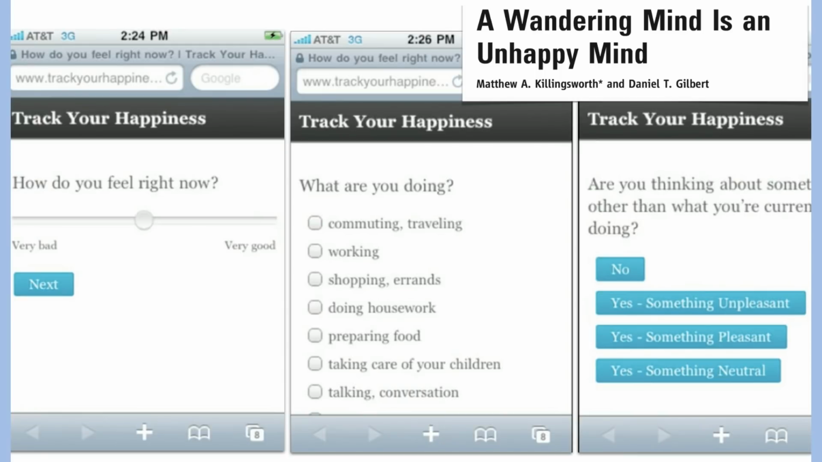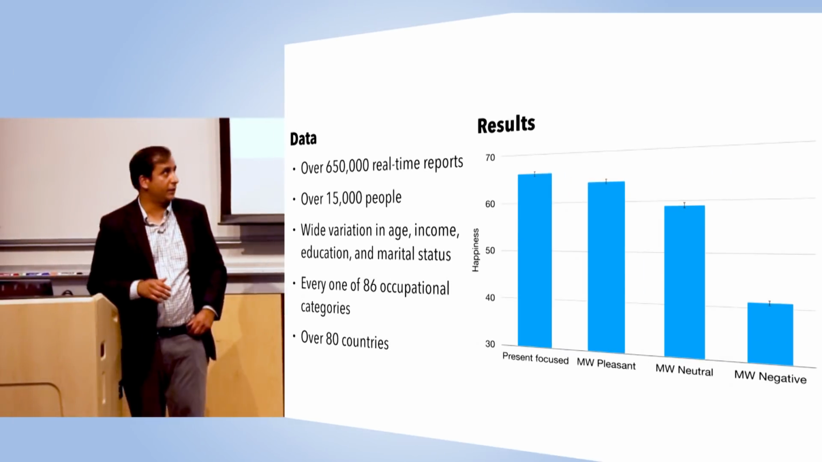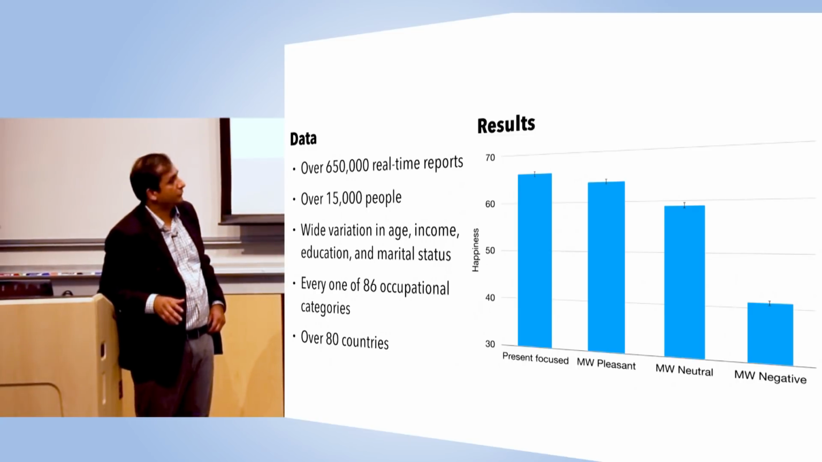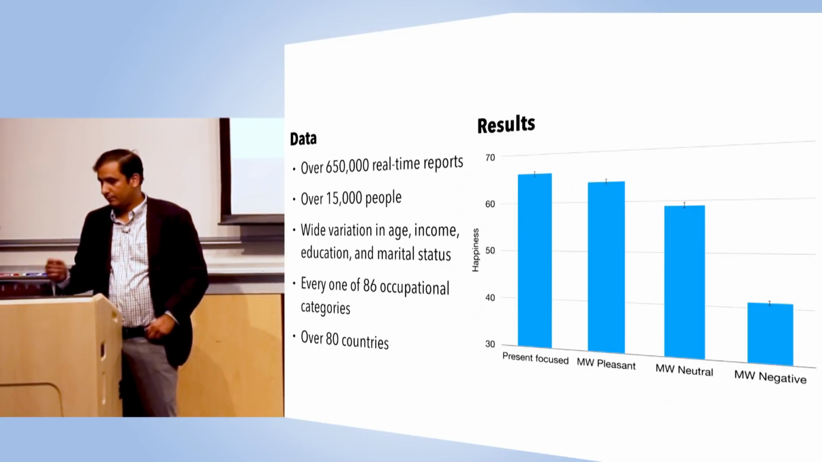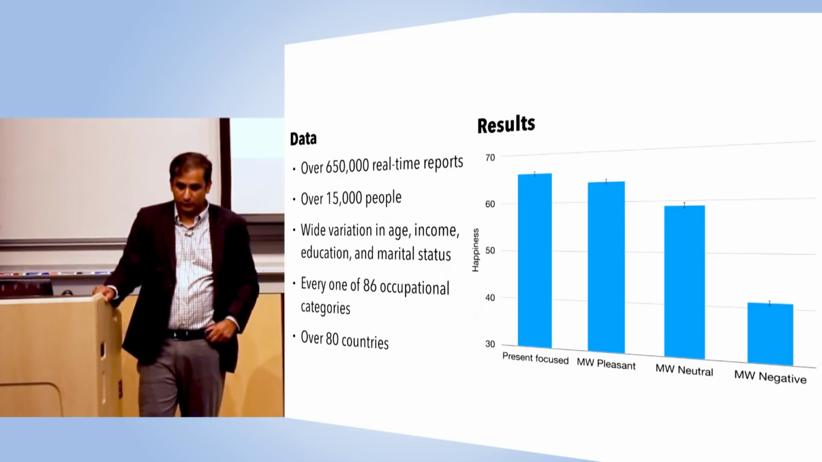And then it'll say, were you thinking of anything other than what you were doing? So you can say, no, I was very focused. Or you can say yes, positive mind wandering, yes, negative mind wandering, or neutral mind wandering, right? Very simple way of collecting data. And they collected data over a really high number of people, 650,000 real-time reports, over 15,000 people in the study, across countries and occupations and marital status and income and socioeconomic status. And they wanted to see whether this happiness changes. By the way, an interesting fact, in the United States alone, they had this measure that was published in 2010.